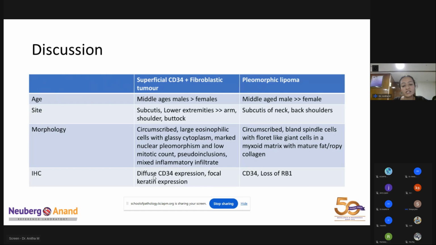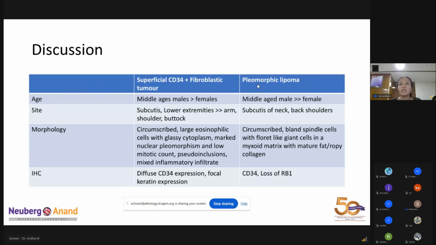On immunohistochemistry, it will express CD34 with diffuse positivity and focal keratin expression. Cytokeratin was also done to see if we could find any focal immunoreactivity, although in this case it was not found. Another close differential is pleomorphic lipoma, which is again more common in males, presenting as a subcutaneous mass in the neck. It is also well circumscribed and encapsulated. Pleomorphic lipoma is a type of spindle cell lipoma, so it will have bland spindle cells along with multinucleated floret-like cells in a background of myxoid matrix and ropey collagen that also expresses CD34.